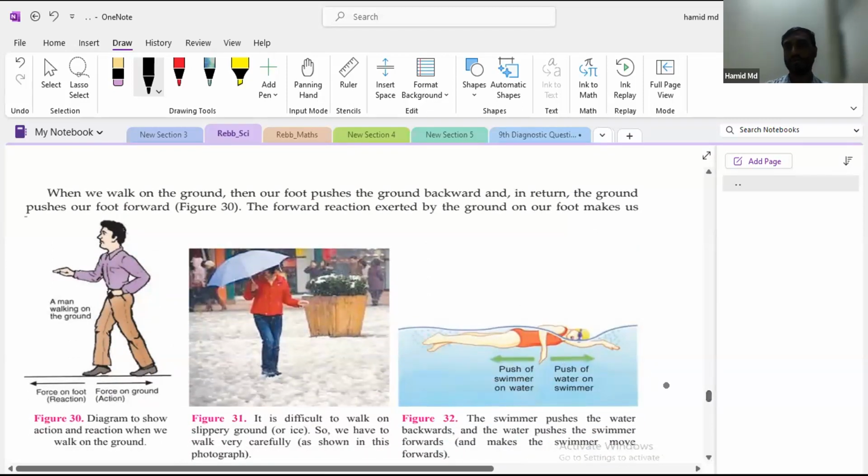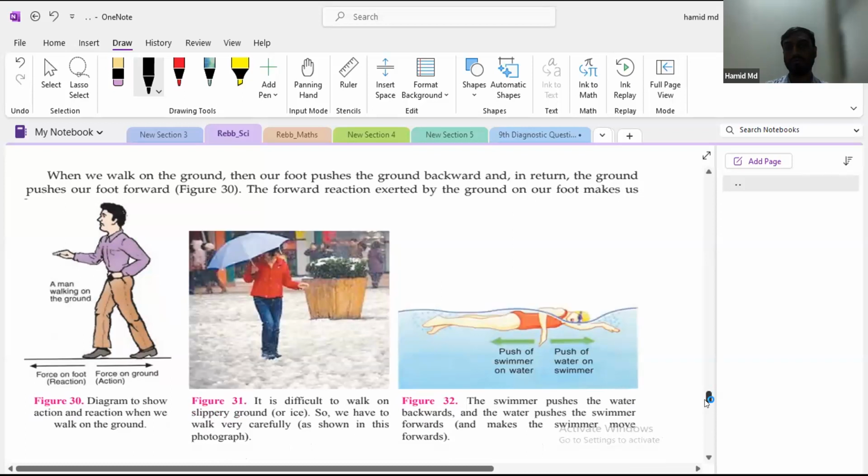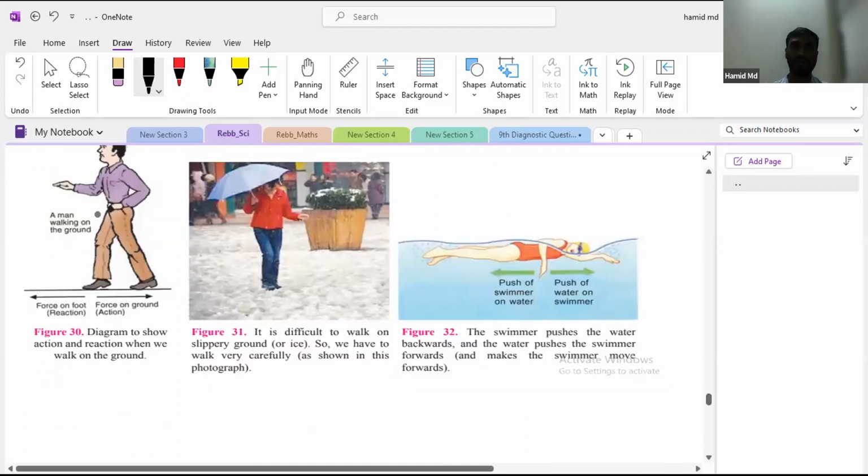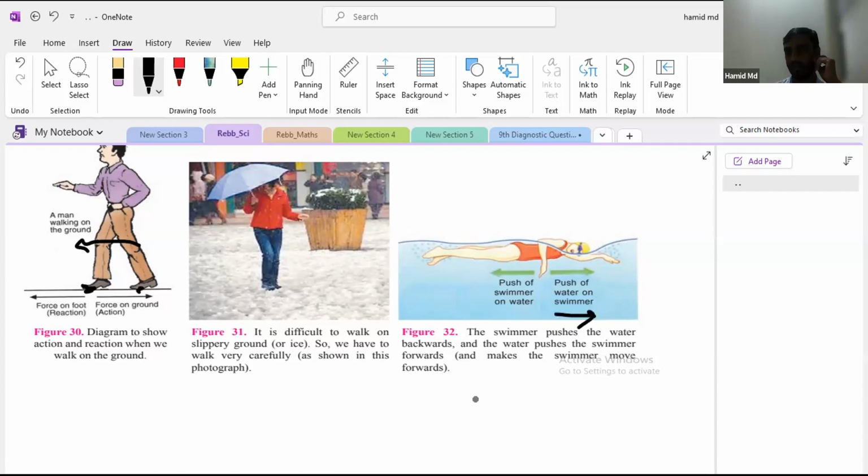This is also a further example of push and pull. When we walk, we push the land back, and in reaction we move forward. The same happens with this swimmer. She pushes the water back, and the water pushes her forward. The same happens with the rocket. Have you seen the rocket? Fuel burns and it ejects gas, and the rocket moves in the opposite direction.